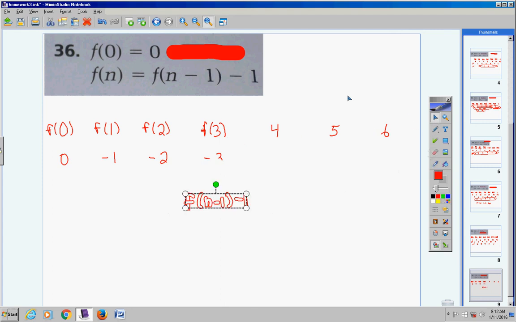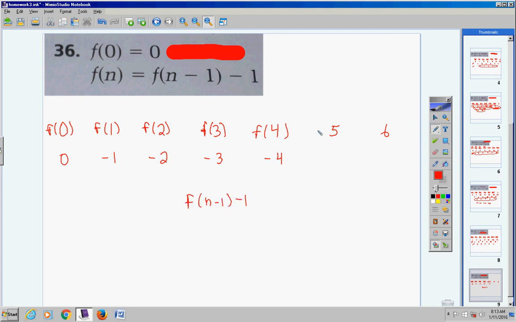And let's move on now to f of 4. We're going to put 4 in for n. 4 minus 1 is 3, so I have f of 3. F of 3 is negative 3. Bring down your negative 1. So I would get a negative 4 here, negative 3, negative 1.